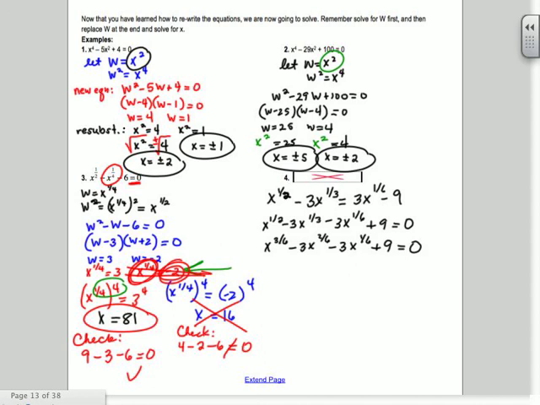You guys get over there? All right. So what do you think your w is going to be? So let w equal x to the 1/6. Now how am I going to get an x to the 2/6 out of that? W squared. How am I going to get an x to the 3/6 out of that? W cubed, right? So that means I have w cubed, that was x to the 3/6, minus 3w squared, that was the x to the 2/6, minus 3w plus 9 equals 0.